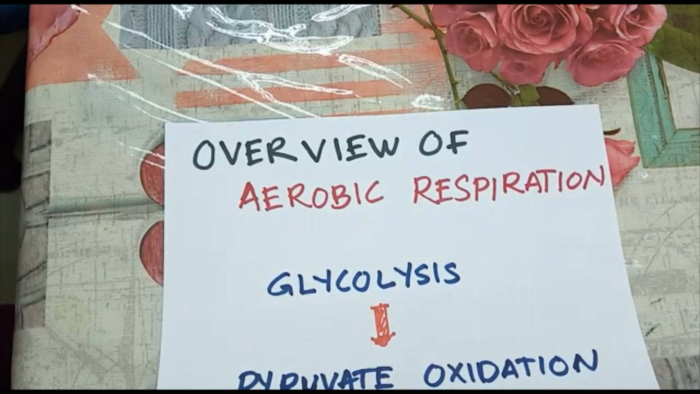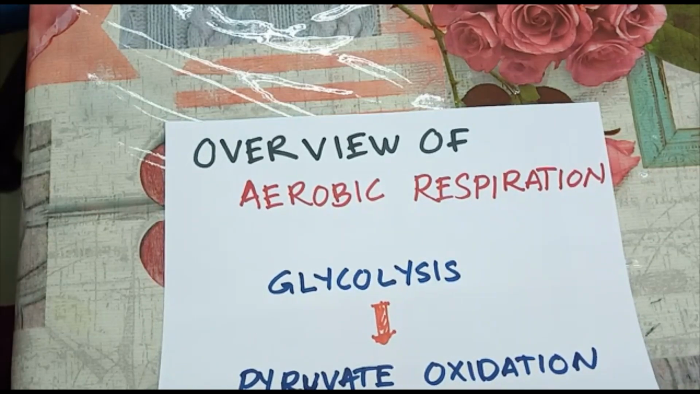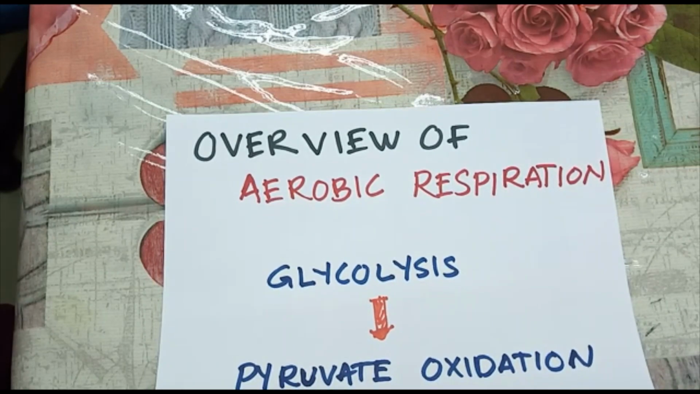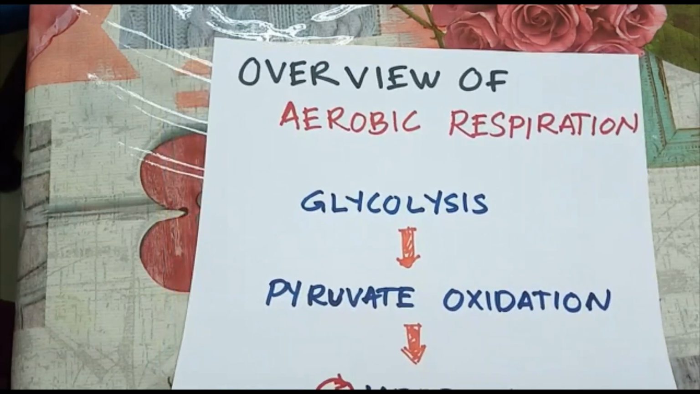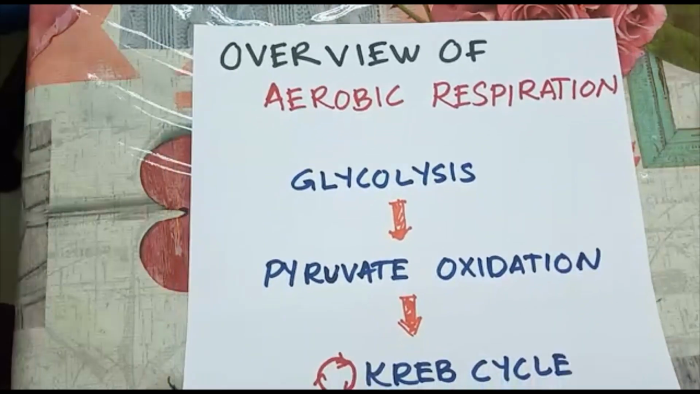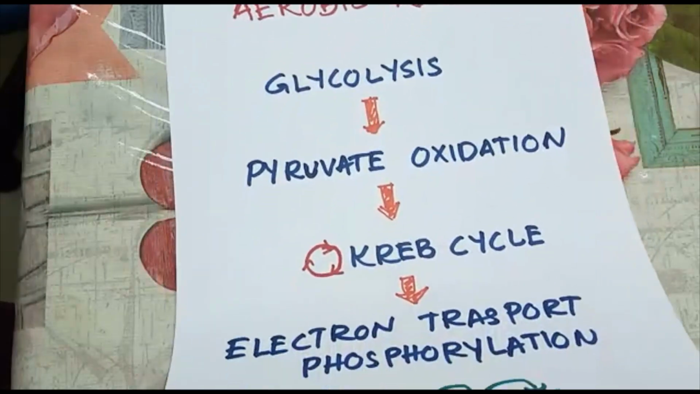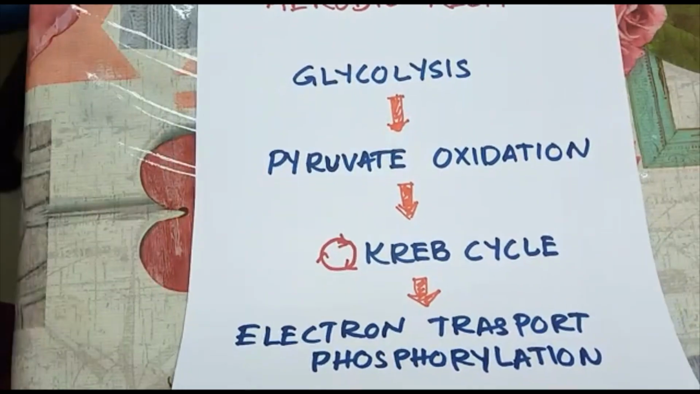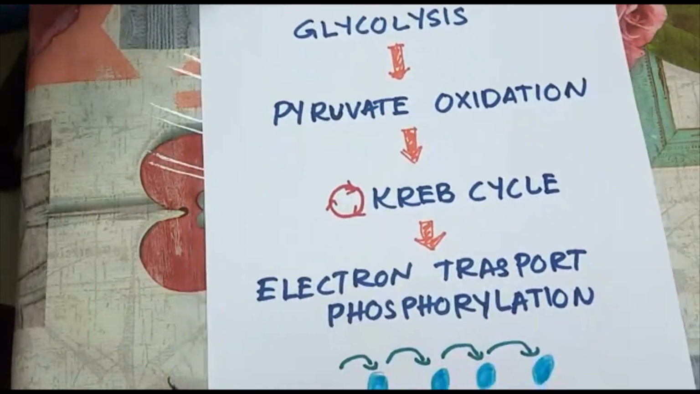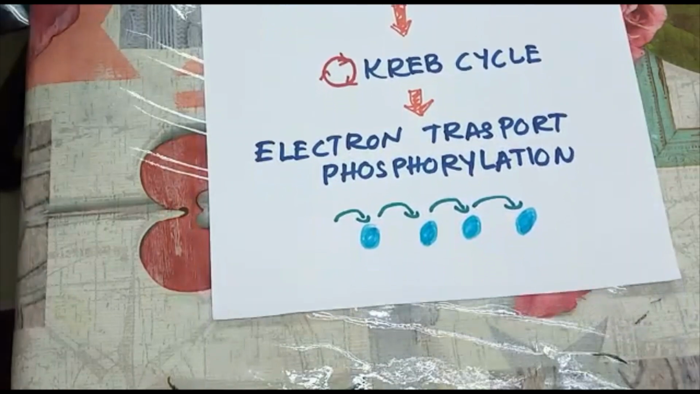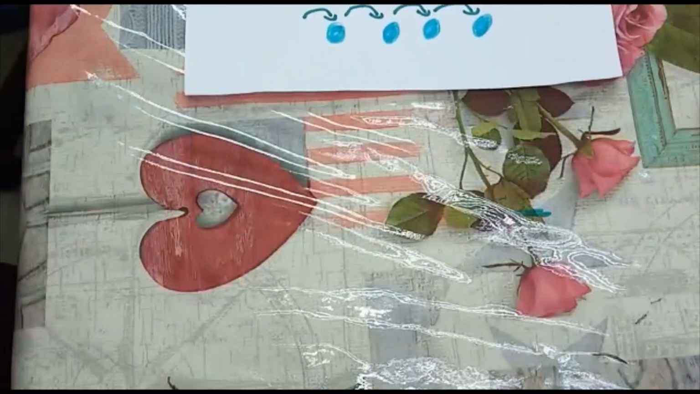For an overview of aerobic respiration, there are 4 steps. First is glycolysis. Second is the pyruvate oxidation. Third is the Krebs cycle. And lastly is the electron transport chain.